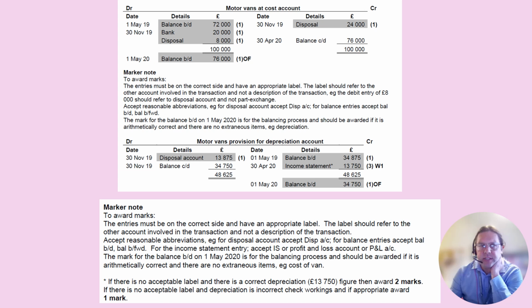Okay, so this is the mark scheme. We said the opening balance was 72,000 in the cost account. So we've got a balance brought down of 72,000 in the cost account. That's going to gain us 1 mark. We already said we're going to put bank 20,000 because that was the balance of the 28,000 that was paid. We're going to get 1 mark for doing that. We've said we disposed of an asset for 8,000. We're going to get a mark for doing that. We cleared the cost of 24,000 of that asset there. We've got 1 mark for that. We then get 1 mark for balancing off our cost account.